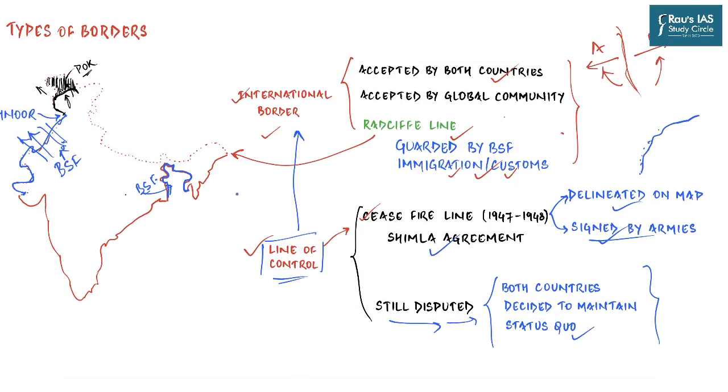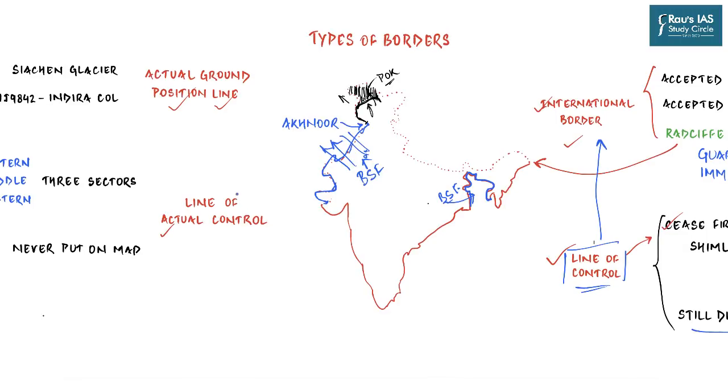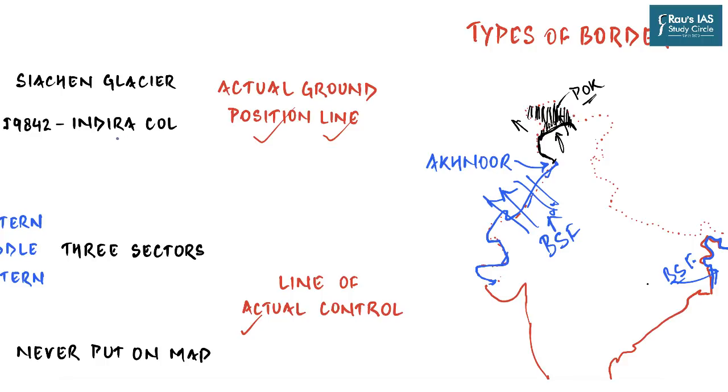You never know. So after having understood the international border and the line of control, it's time for us to understand the last section of the India-Pakistan border, which is the actual ground position line, the line which divides India and Pakistan as far as the control over Siachen Glacier is concerned. It extends from the northernmost point of LOC, which is the point NJ9842, up to Indra Kol.